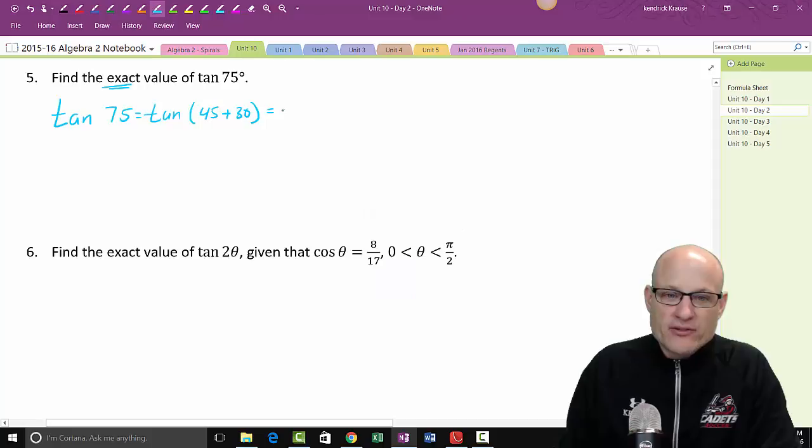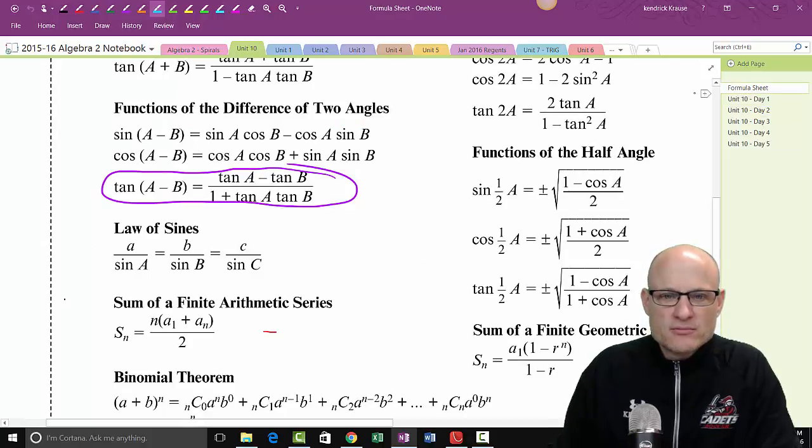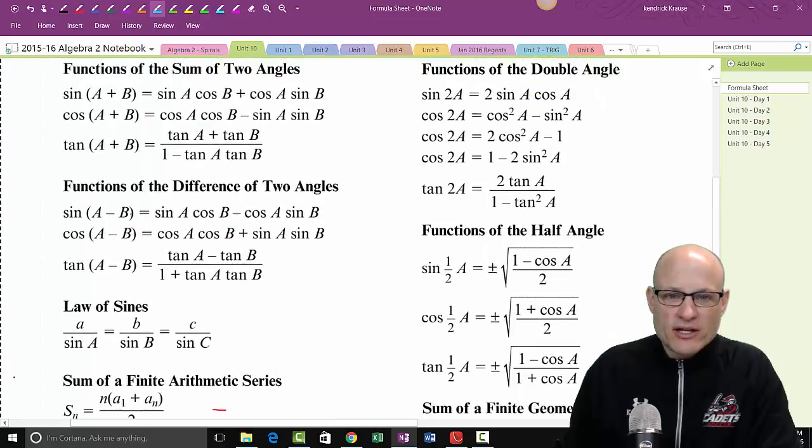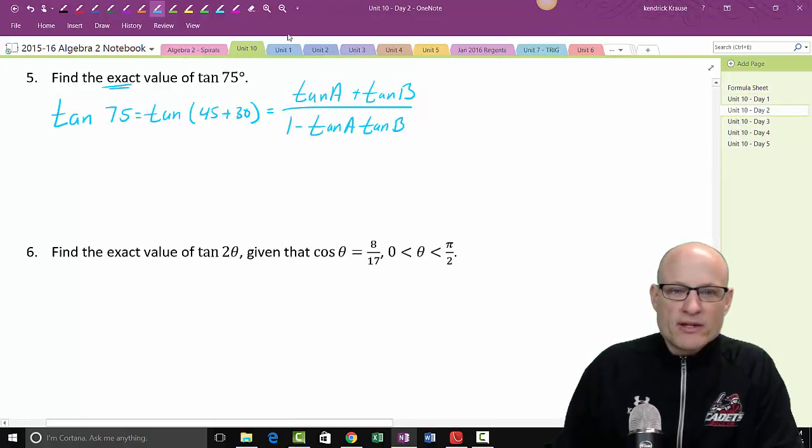So the formula for this is tangent A minus tangent B. Oh, I think it's actually plus on the top, plus all over 1 minus tangent A tangent B. Now just to make sure, let me check tangent A plus B. All right, so yes, plus on top, minus on bottom. So really what this is, A is 45, B is the pain in the neck 30. 45 and 30.